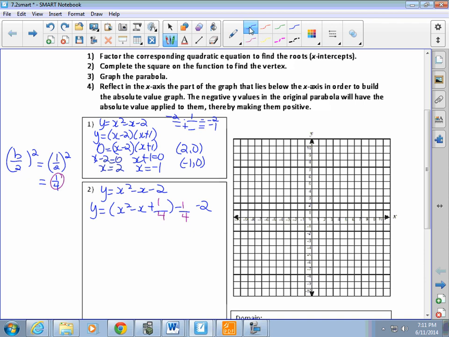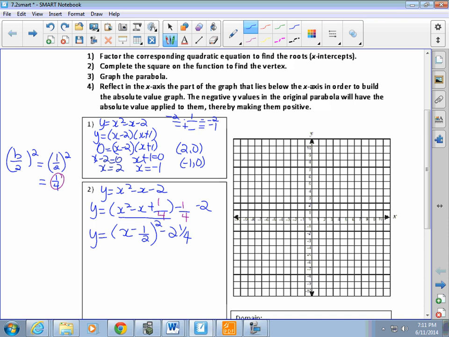So then to factor this, I would have y is equal to, because now my x squared minus x plus 1/4 is a trinomial square. So my factors are just the square root of the first term, the square root of the last term, and the sign of the middle. Negative 1/4 minus 2 is equal to negative 2 1/4. Or if you change that to an improper fraction, that would be negative 9/4.